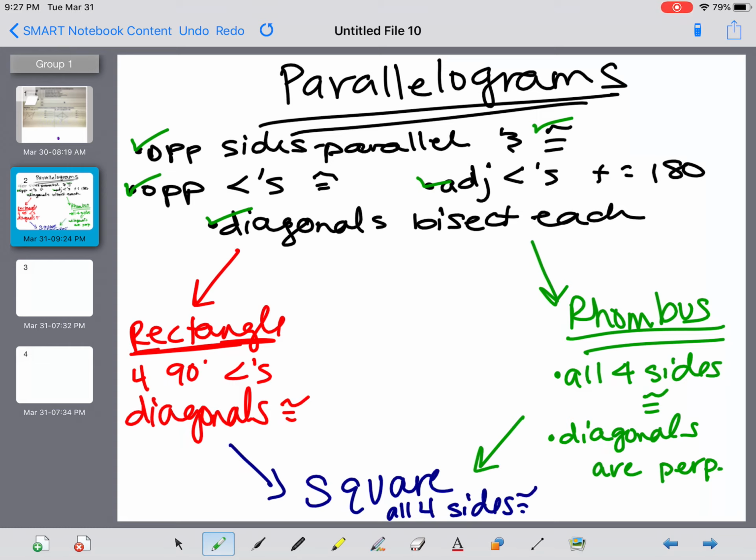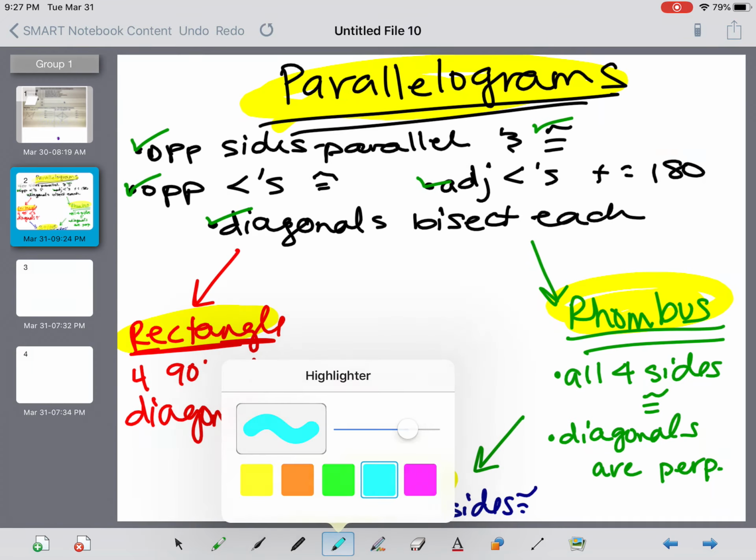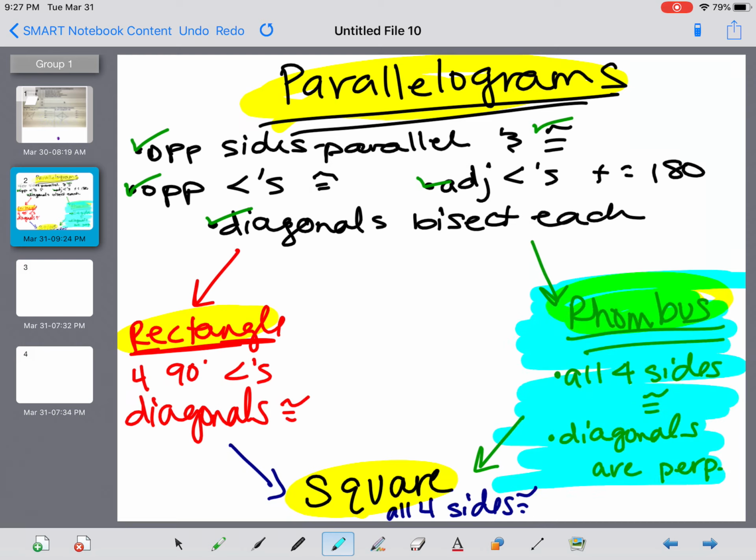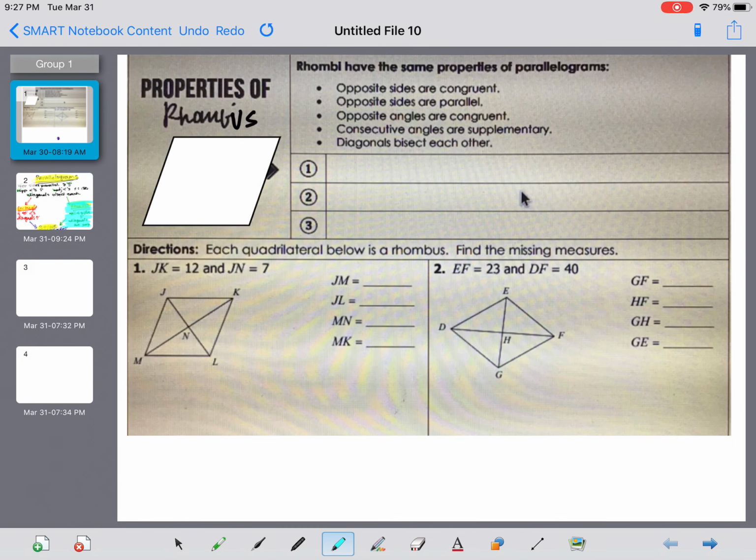Now, the funny thing is that a square is also a special type of rhombus. So if you see a square, it's not only a square, it's also a rectangle, it's also a rhombus, and it's also a parallelogram. But today, we're going to focus just on the rhombus. Then we're going to talk about kites, but right now, just a rhombus. So let's talk about that rhombus.